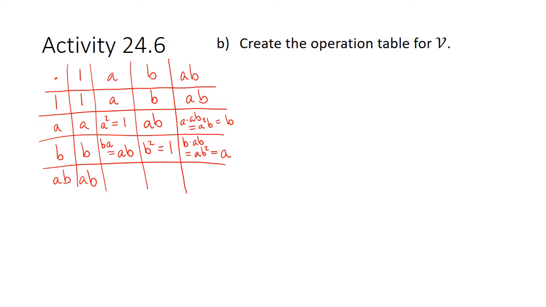And then AB times A. So again, A and B commute. This is A squared B, or just B. And then AB times B. So B squared is 1, so this is just A. And then finally, AB times AB, we were told in the group presentation that that equals 1. Okay, so that is the operation table.